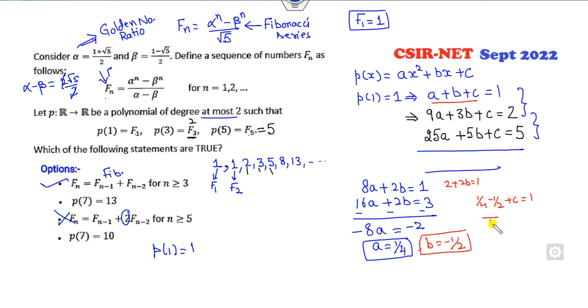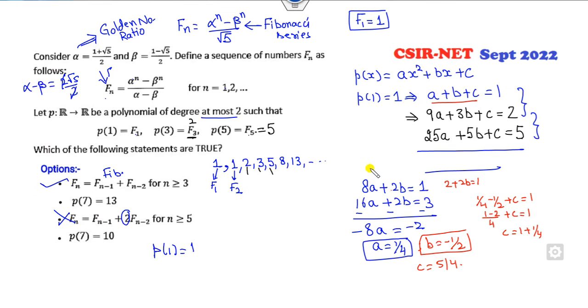So I can take 4 as LCM. So 1 minus 2 plus 4c is equal to 4. So c will be 1 plus 1 over 4, it's 5 over 4. Fine. Now you get the a, b, c values.